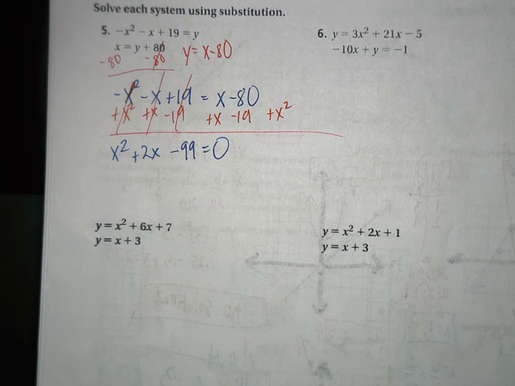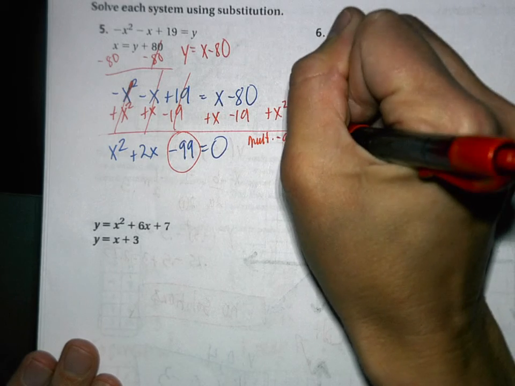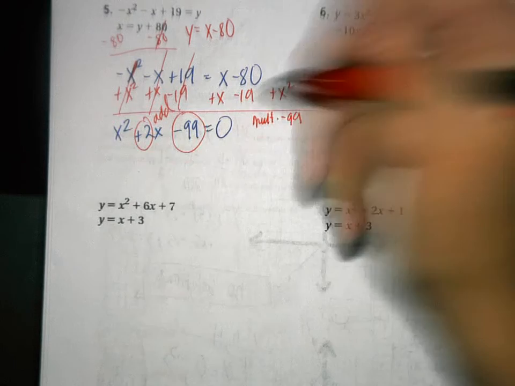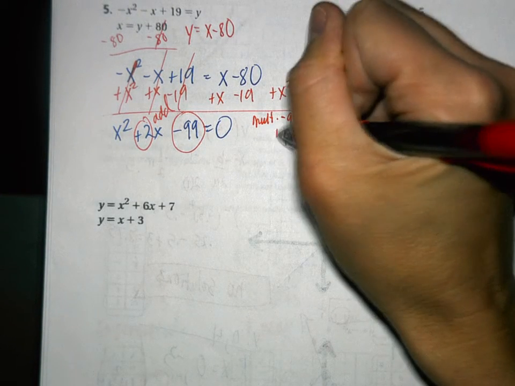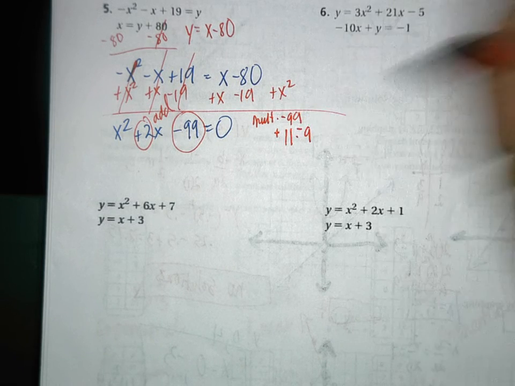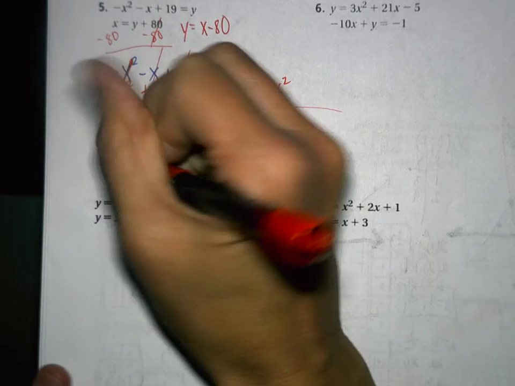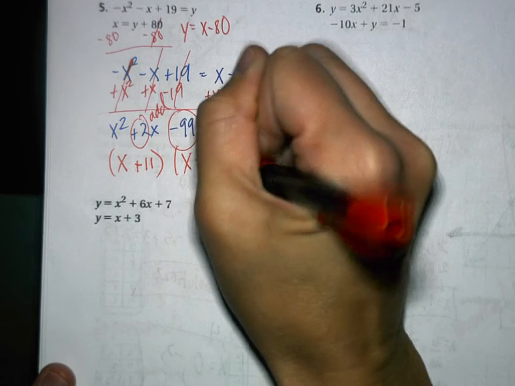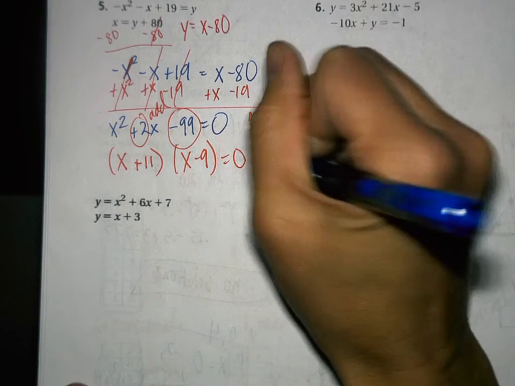Okay, so what's my multiplication number? Good. So we're looking for something that multiplies to be negative 99 and adds to be 2. Good. 11 and 9. And specifically, positive 11 and negative 9, because we want them to add to be positive 2. So we get x plus 11 and x minus 9 equals 0. And when you set those equal to 0, what does x equal? Perfect.